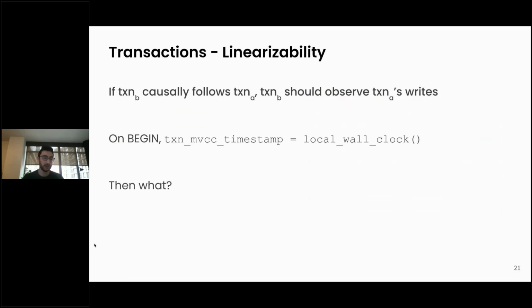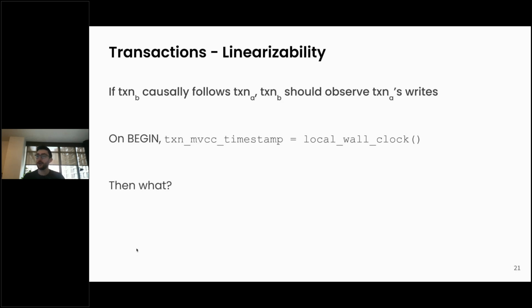This is important because as an application developer, you wouldn't expect to perform an operation and then try to read that back and miss that operation. Or you wouldn't expect to read a value and then try to read it again in a later transaction and then miss what you just read. All of these would be considered violations of consistency. And so in both CockroachDB and in Spanner, linearizability is really the focus.